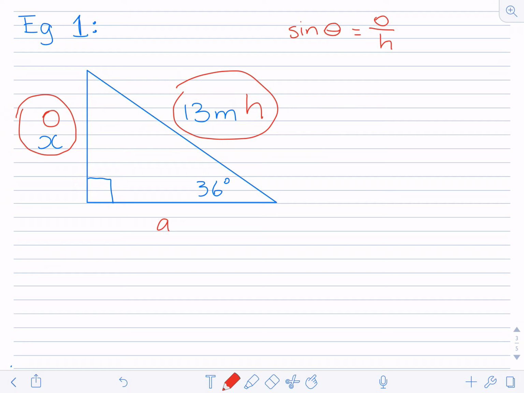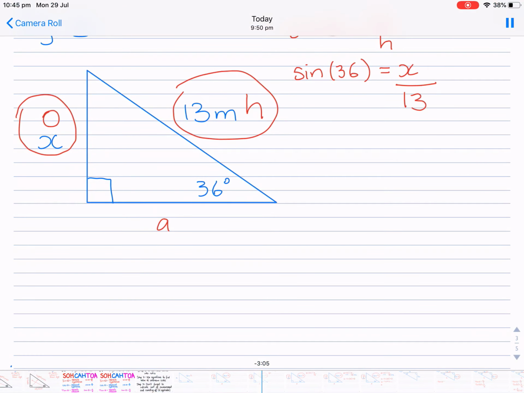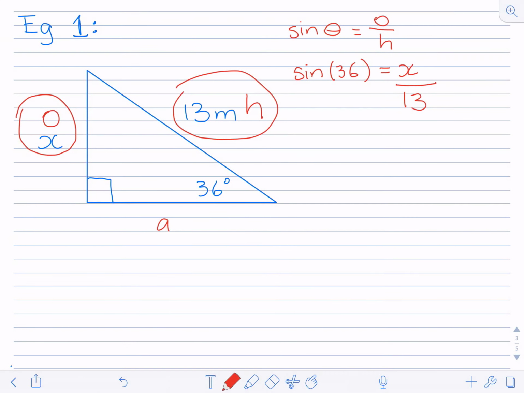Step number 2, we substitute the values in. So we know sine, do we know the angle? Yep, it's written there, 36 degrees. Sine of 36 degrees equals x over 13. Now you'll see that I put the 36 in brackets. That's only because the calculator, or most Casio calculators, automatically put that degree in brackets, so it's very important to close that bracket off. Now the next step is to use equations to get the unknown by itself.